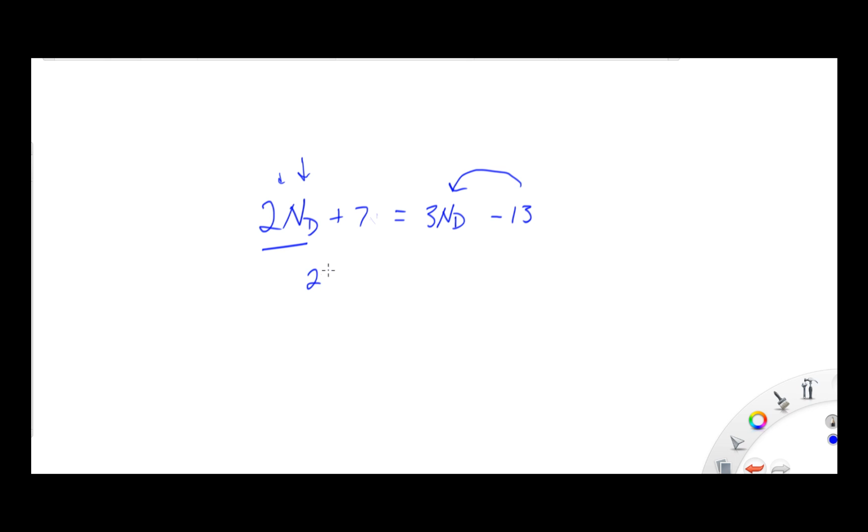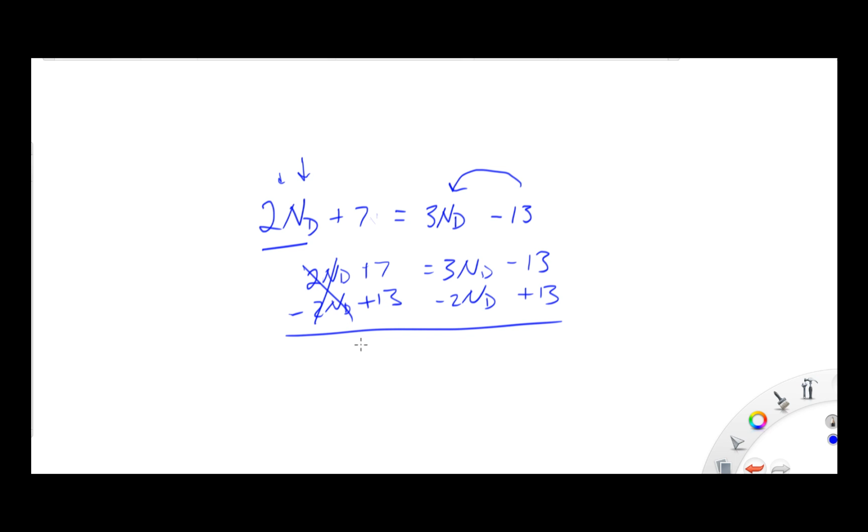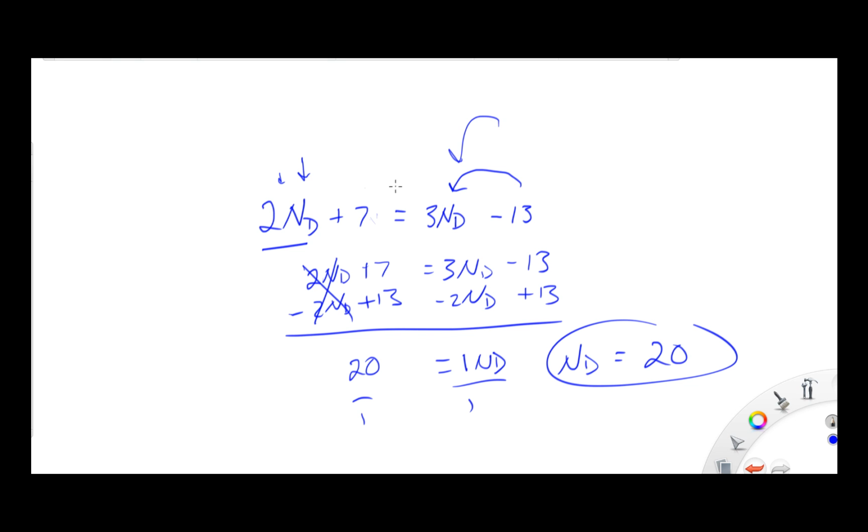So we can solve 2 number of ducks plus 7 equals 3 number of ducks minus 13. All right, let's subtract 2 number of ducks. And let's add 13 and add 13 and solve. This cancels out. We have 20 on this side, and we have 1 number of ducks here. We divide by 1, we divide by 1. So number of ducks is equal to 20. And we can put that back into this and see if it satisfies it, and it does.